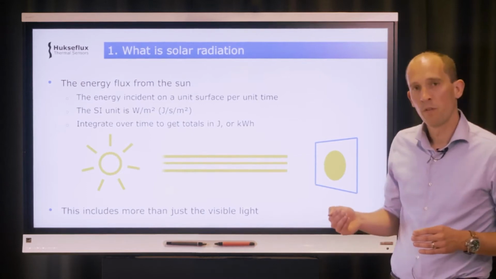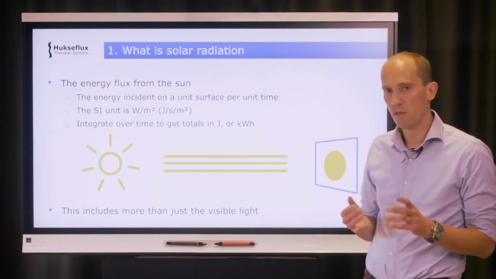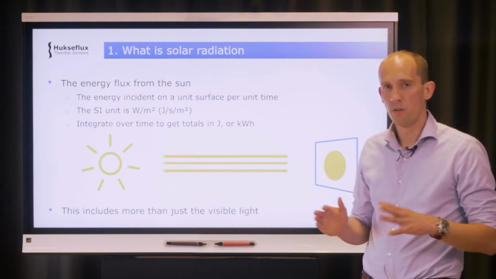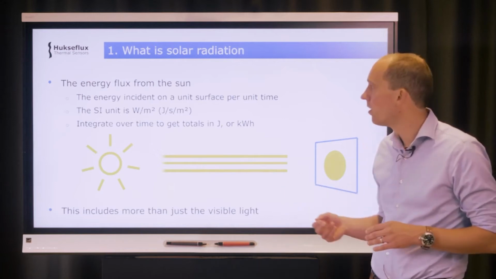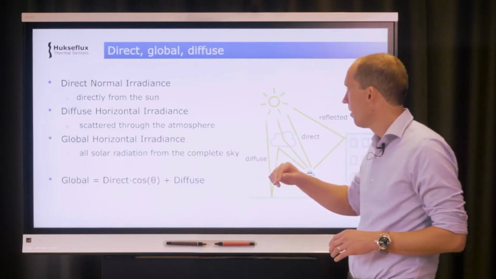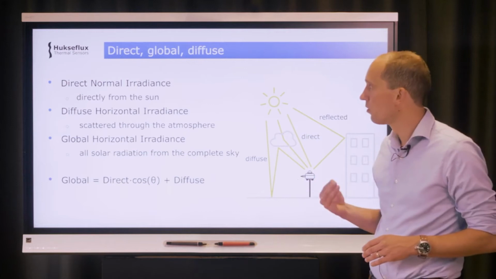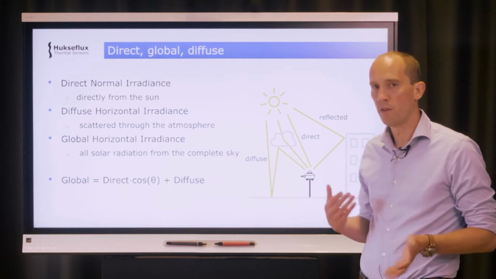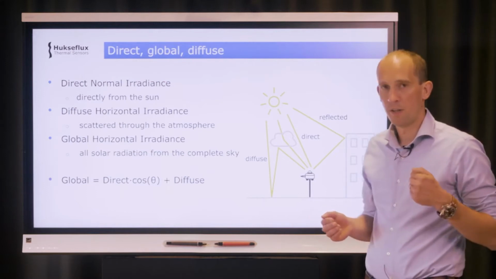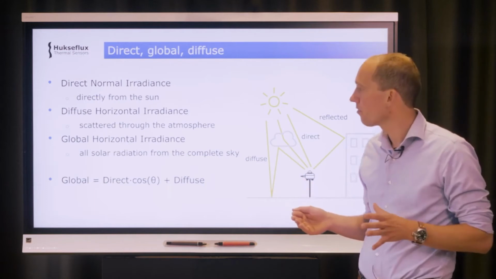The energy coming from the sun is more than just the visible light which you see. It also includes the UV radiation and infrared radiation. And all those quantities are also part of what we call solar radiation. Whenever you hear about solar radiation, very quickly people introduce the concepts of direct, global and diffuse radiation. What they basically mean is they're separating the energy from the sun into different components.